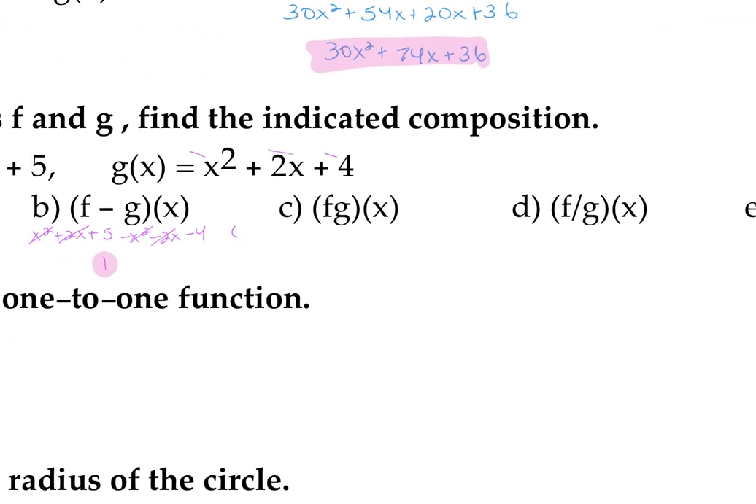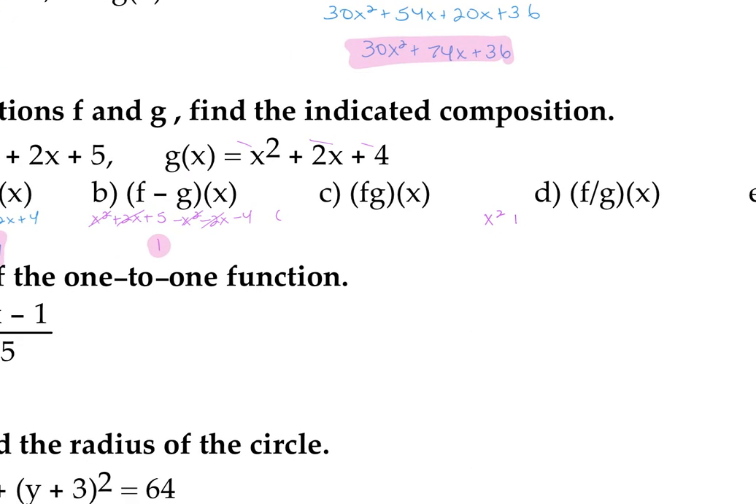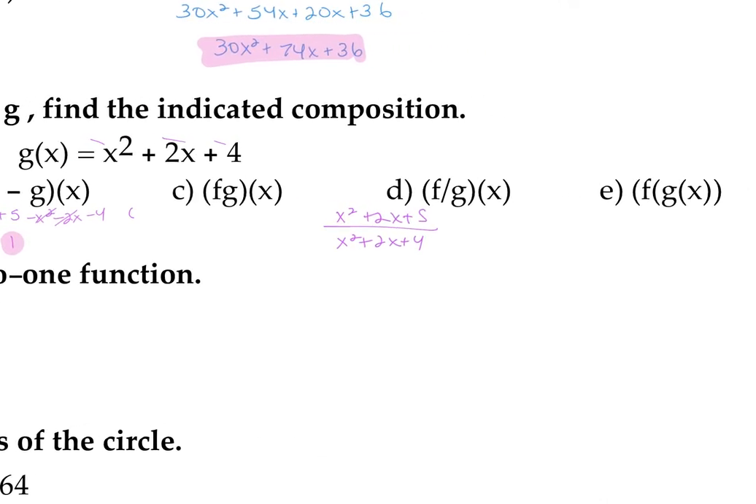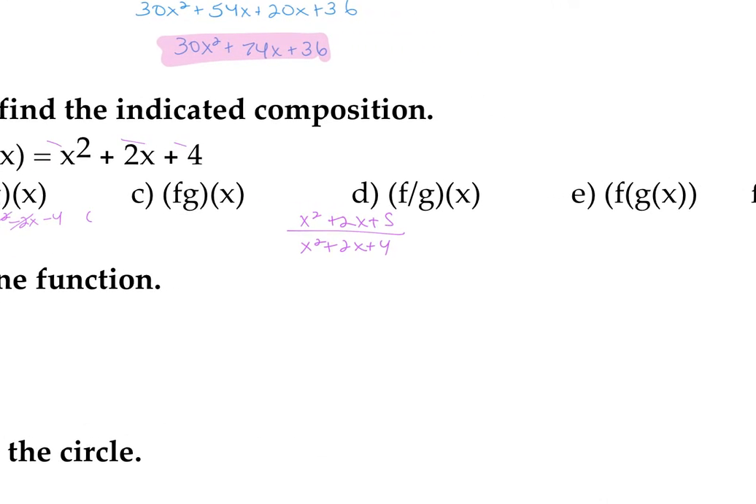For d, it's f over g. So this time the x squared plus 2x plus 5 goes over x squared plus 2x plus 4. Now, if this was factorable, I would try to factor it to see if something could cancel out, but it's not, so it's going to stay the way it is.